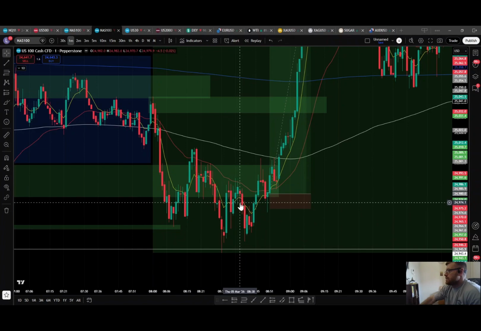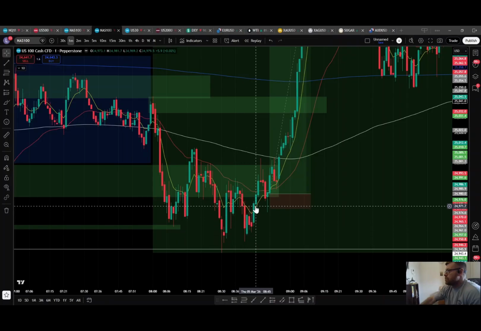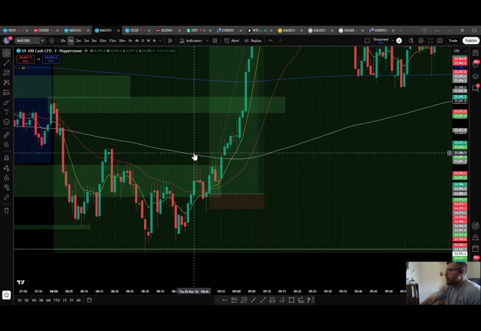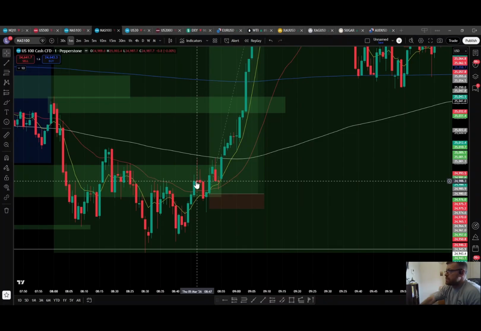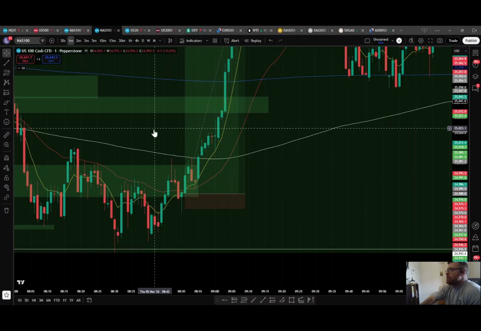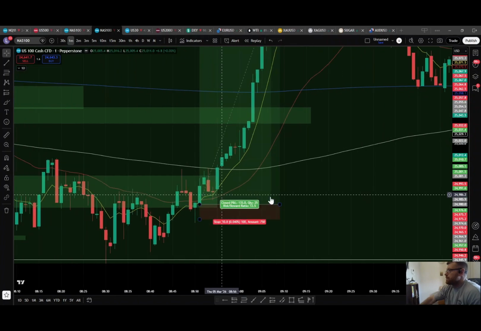So I see this push down, failure to make a new low, another nice impulse up, getting back above the moving averages. So now, if you have kind of bigger stops, this would have been more than a good enough entry there, kind of entering there and down there. But I like to keep my stops at 10 points. So accuracy is very important for me.